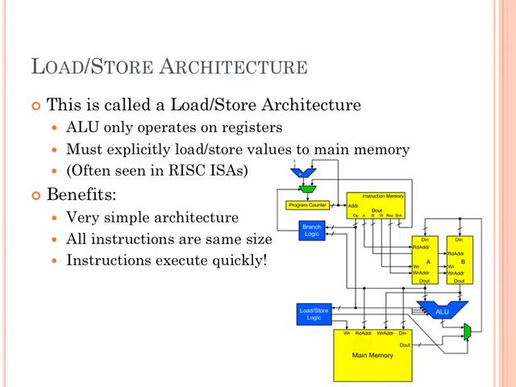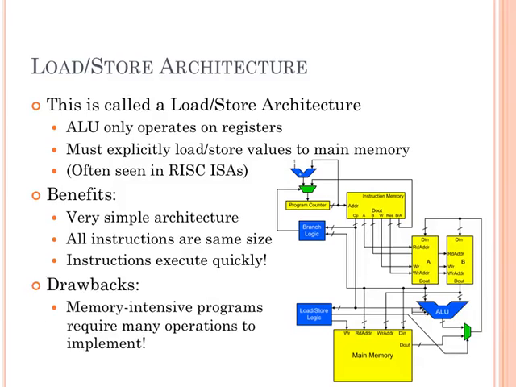Okay. And the benefits are the same as always. This is a very simple approach. So the instructions are simple, and you can pipeline them. You can make them all execute very quickly. You can optimize them as much as possible to make them execute quickly. And so you tend to see this on RISC architectures, not on CISC.